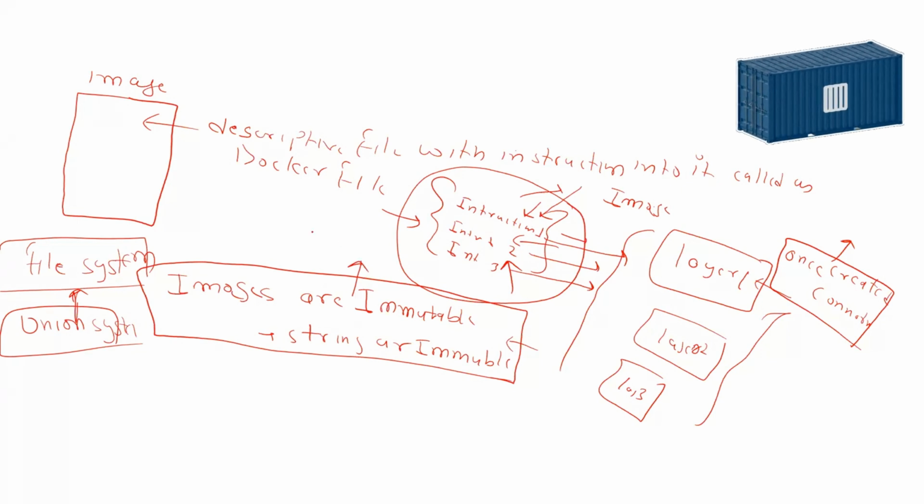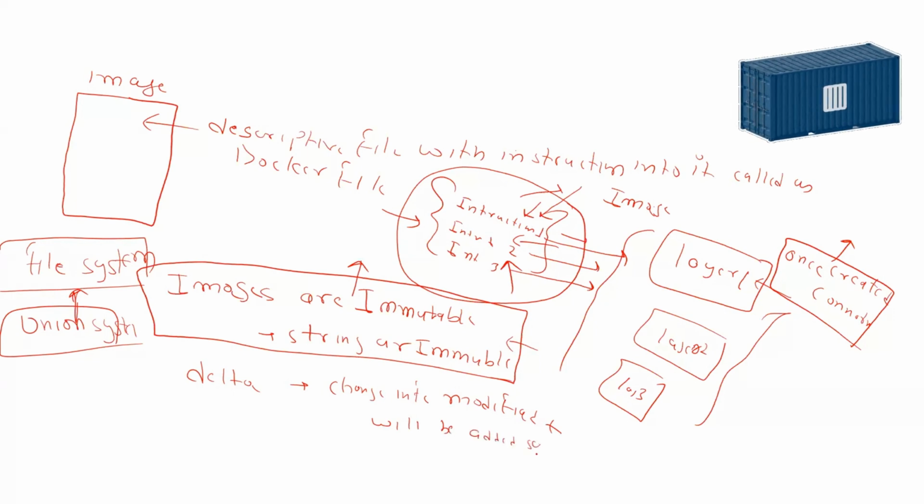Why are images immutable? Whatever delta, delta means change in image info, or any modification to the image, will be added as a separate layer. And this layer can't be modified, and that's what is making images immutable.